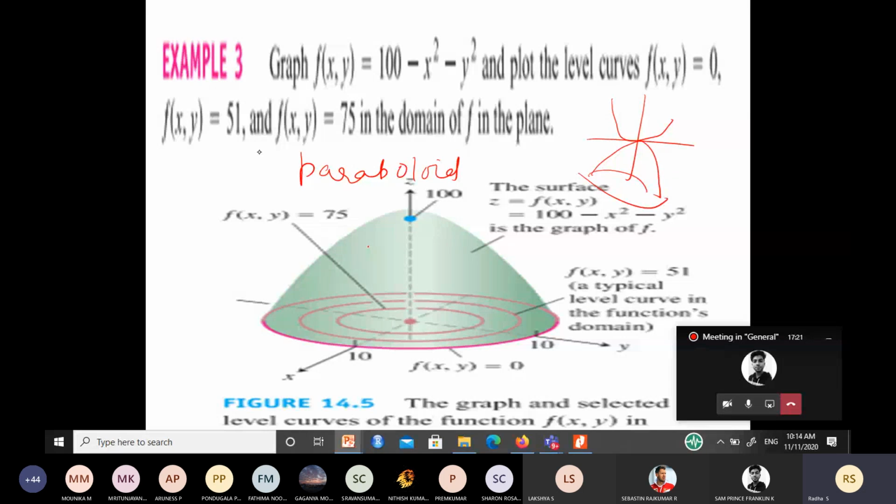If you make f of x comma y equal to 51, you get what? x square plus y square equal to 49. In the same way, f of x comma y equal to 75, you get x square plus y square equal to 25. So circles of radii 10, 7 and 5 respectively you will get, whenever you make a cut along different positions of z.